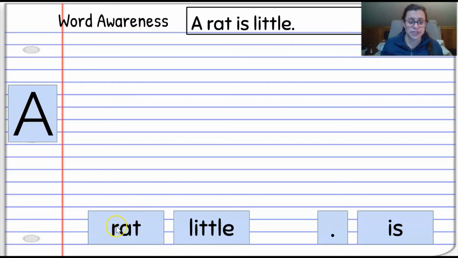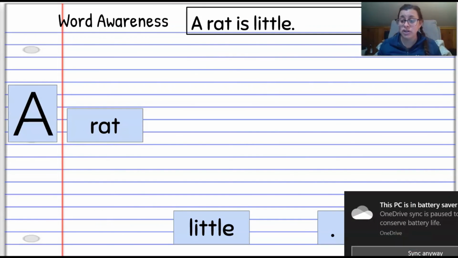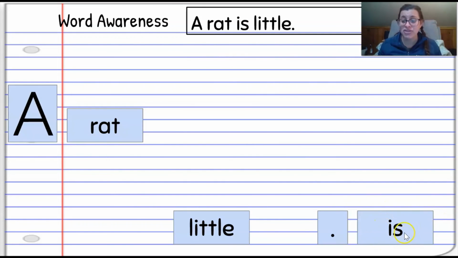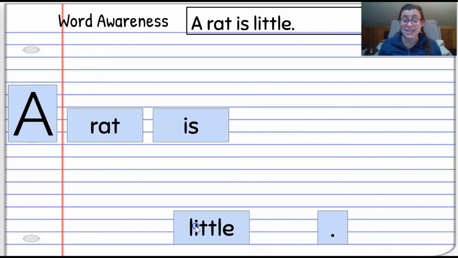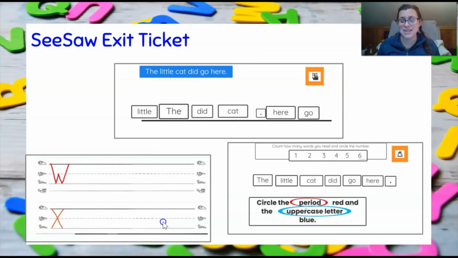Let's look at this word. I know this is the letter R and it makes the r. Letter A makes the a, and the letter T makes the t. Let me tap it all together. R, a, t. Rat. That's the word I need. Is that the word you guys picked? Great. A rat. A rat is. Well, is a sight word that I've learned. So I know that this is the word is. And little is a sight word this week. We're going to put little up here. Of course, my period tells me when to stop.